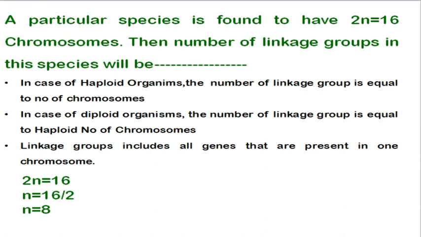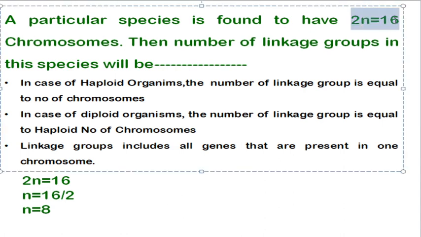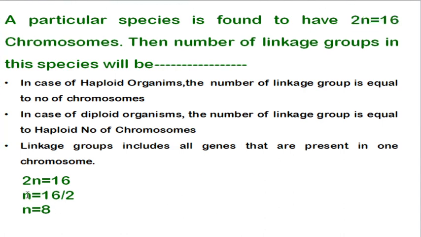So in the case of a haploid organism, the number of linkage groups is equal to the number of chromosomes. Whereas in the case of a diploid organism, the number of linkage groups is equal to the haploid number of chromosomes. Okay, so here they have given a diploid. 2N is equal to 16, from which you can find N. So N is equal to 8. The haploid number of chromosomes is 8. As I mentioned earlier, in a diploid organism, the number of linkage groups is equal to the haploid number of chromosomes. So the number of linkage groups in this species is 8.